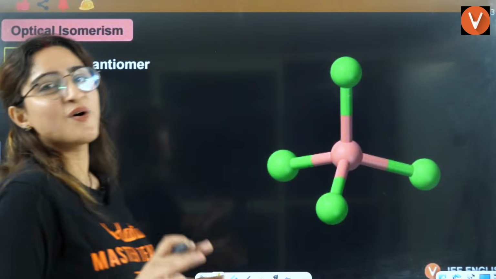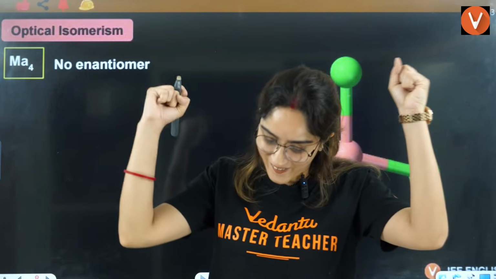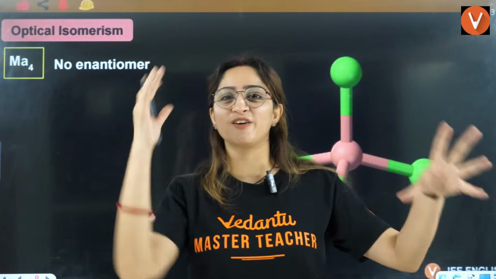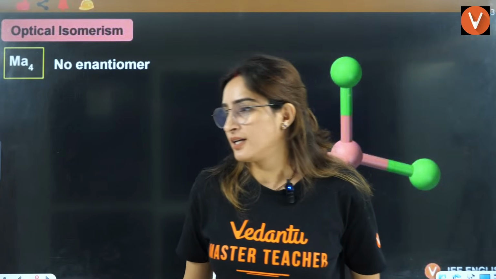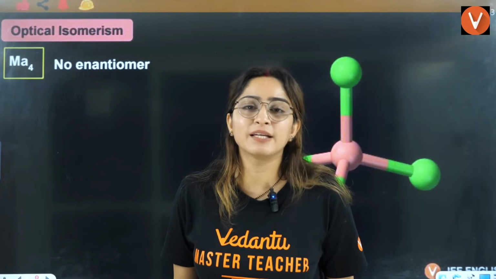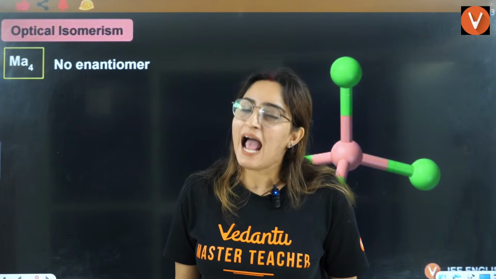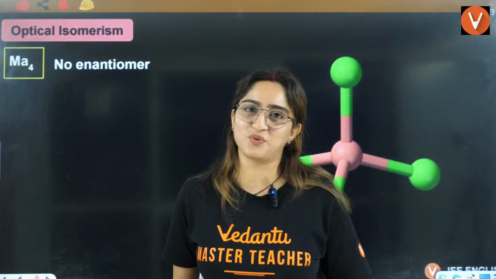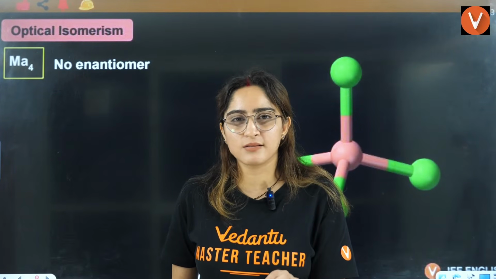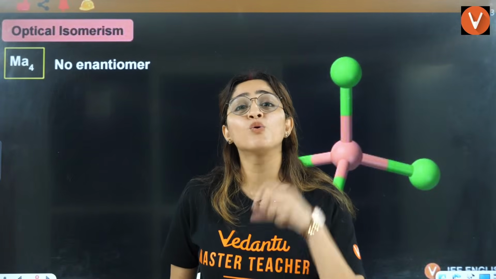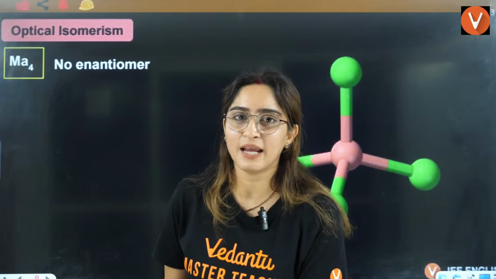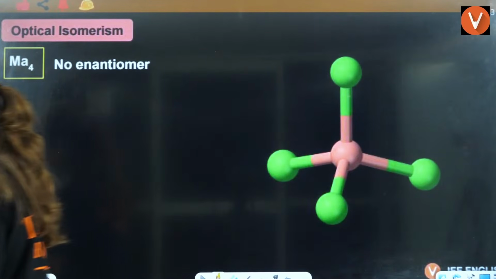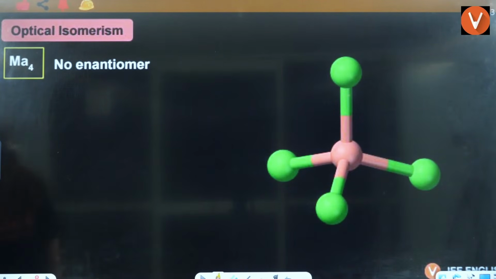I know you guys are so happy. You're like, ma'am, thank God. I wish tetrahedral and octahedral also don't show any optical isomerism. It would become so easy. But I'm so sorry, tetrahedral and octahedral, they will show. But the good part is very rare will show. Most of them will not show. So that's the best part. So let's understand this.